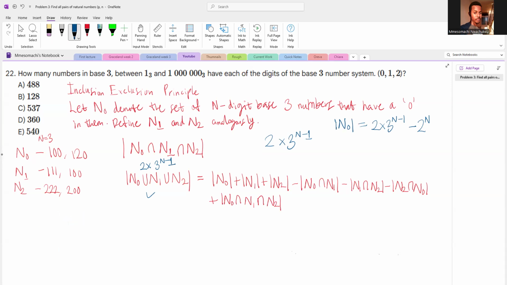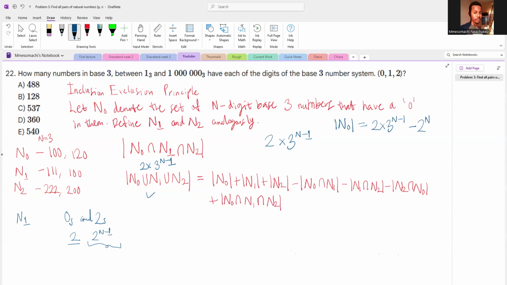Let's discuss n1, the size of n1. So we do something similar. We remove all the ones that comprise only zeros and twos. How many ways can we create zeros and twos? The first digit, of course, has to be 2 because we can't start with 0. And then for the remaining digits, we have 2 choices each. So 2 to the power of n minus 1.